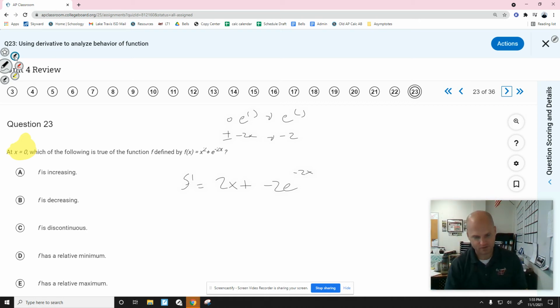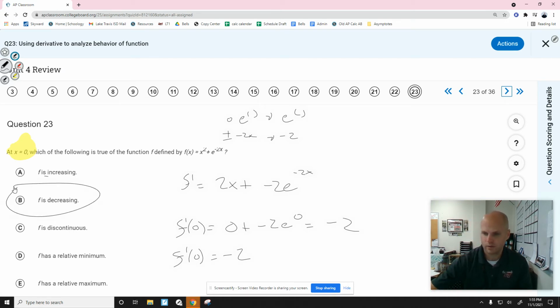When I don't have to, you had a quiz question like this. What is f prime of 0? 0 plus -2e to the 0, which is -2. F prime of 0 is -2. F is decreasing by 2 y's per x at x equals 0. F is decreasing, right? If the derivative is negative, the original function is decreasing. Next.